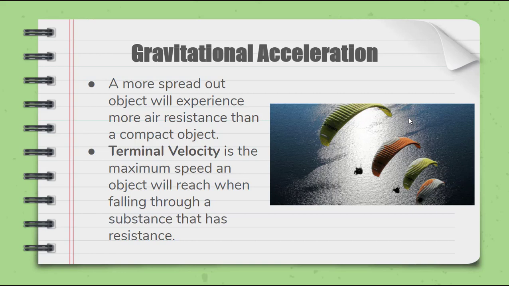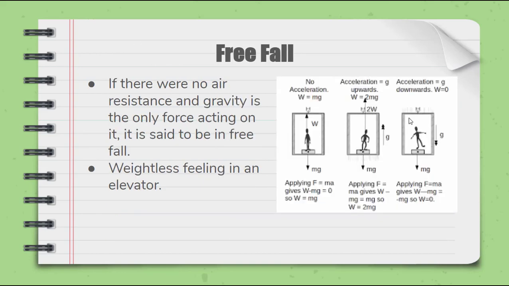Now, terminal velocity is the maximum speed an object will reach when falling through a substance that has resistance. Air does have resistance. Water has resistance. So there's a maximum velocity that can be achieved where no more acceleration will take place, and that is based on the substance the object is falling through. If there were no air resistance and gravity is the only force acting on it, it is said to be in free fall. Think about the weightless feeling you kind of get in an elevator. If the acceleration of the elevator going down was equal to that of the acceleration of gravity, then you would be in free fall.